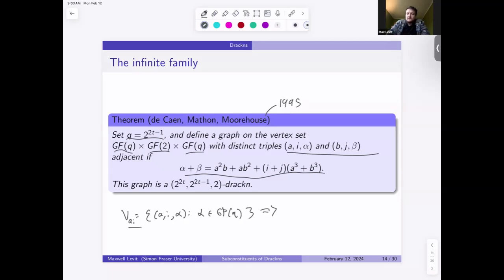These are the color classes. So you get colors according to this. You get 2t colors, and the size of these coming from the different choices of A and I, and you get that the size of each of these color classes is 2 to the 2t minus 1. Right? And then obviously all the work is in checking the adjacencies, figuring out what these things are.